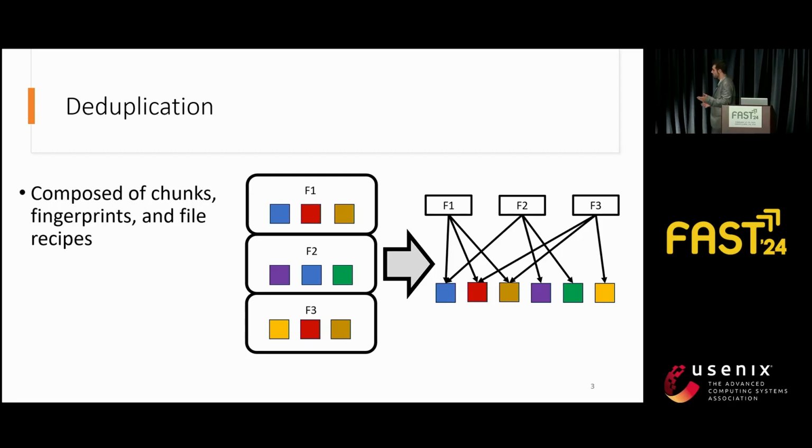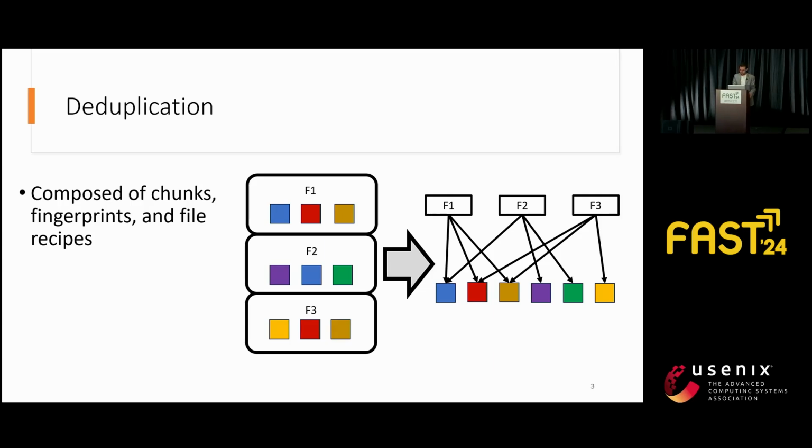It is composed of several parts. I'm going to simplify, but it's mostly the files themselves. They have their recipes, which is how they're constructed. Each file contains multiple chunks. The chunks are identified by fingerprints, which are a hash of the content of the chunk. That's how deduplicated systems are built.